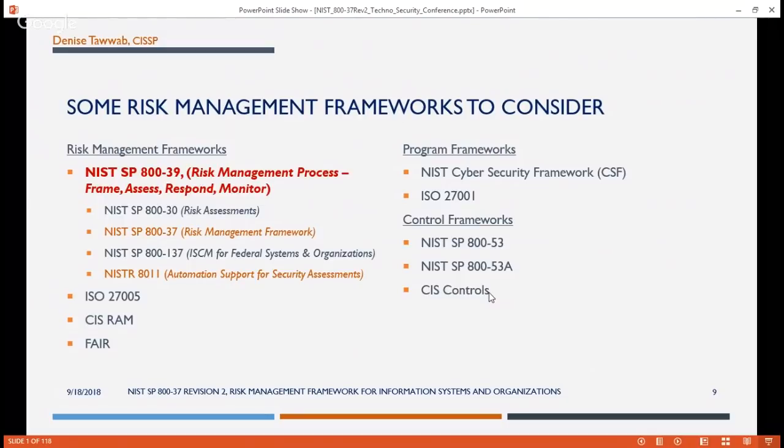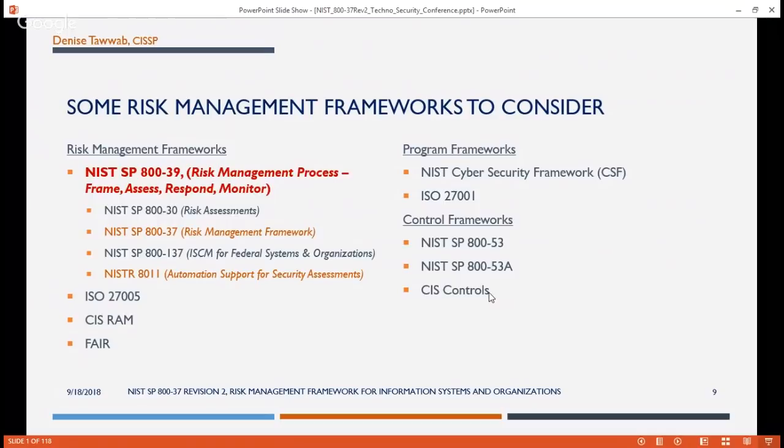Okay, some risk management frameworks to consider when you're doing information security risk management. There's, of course, NIST 800-39, which is the risk management process. That's where you frame, assess, respond to, and monitor your risk. And under that falls NIST 800-30 for risk assessments, the risk management framework that we're talking about today, and some other publications. And then there's the ISO 27005 standard. There's the CIS standard framework, and then there's the FAIR.